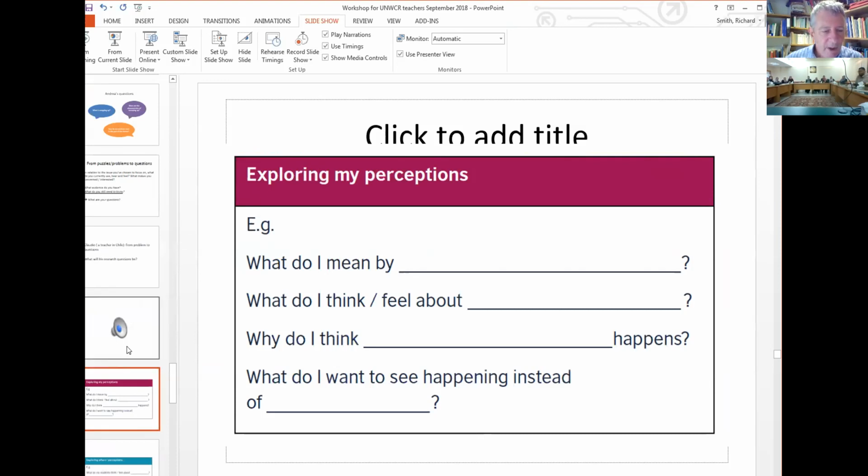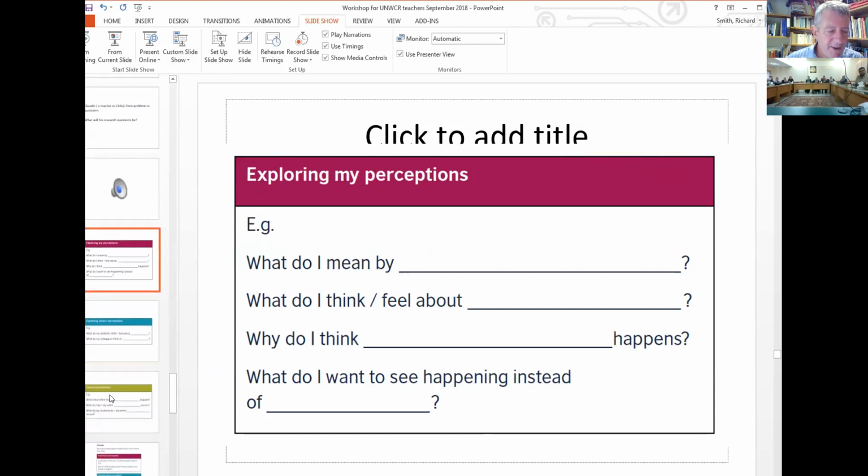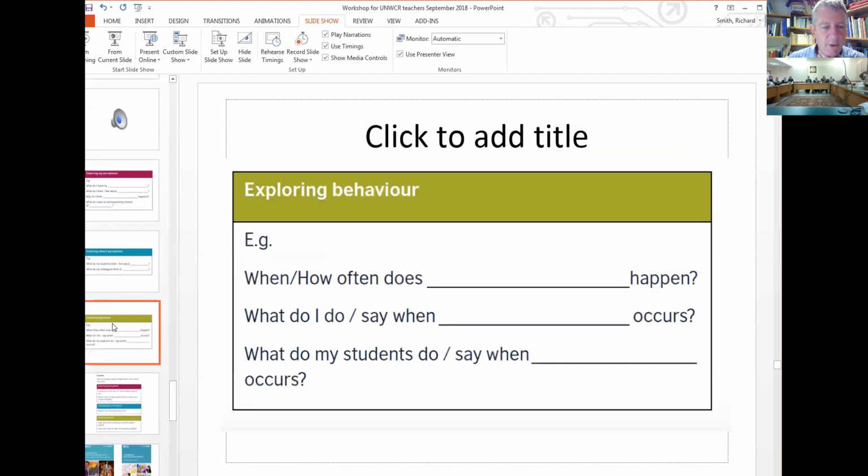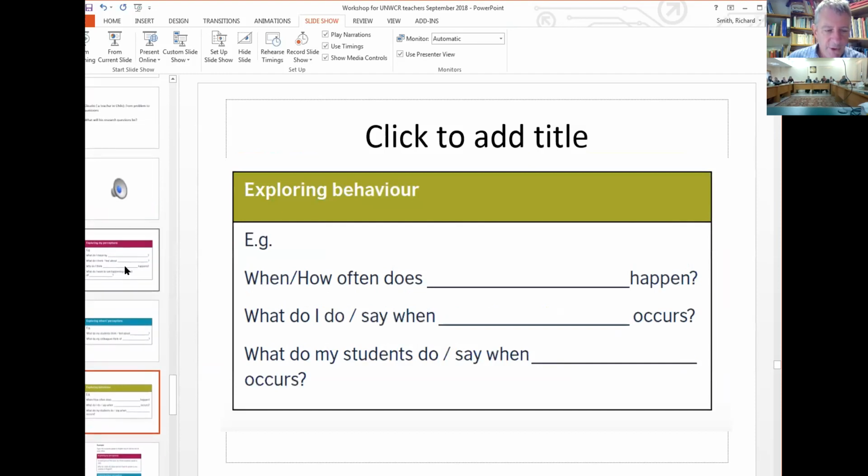So partly, I'm going to show you three different kinds of research questions. One of them is exploring your own perceptions about an issue. The other is exploring others' perceptions. And the other is exploring behavior. You don't have to have questions from every one of these, but it depends on your topic.